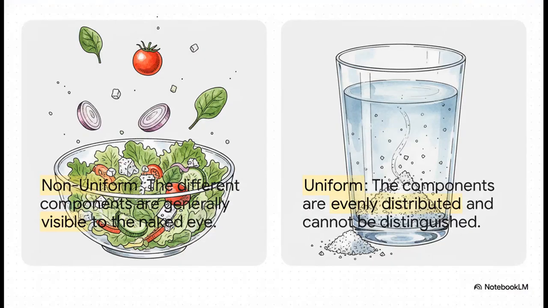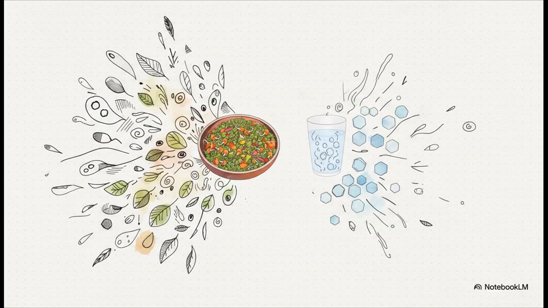So on one hand, we have non-uniform mixtures. That salad is a perfect example. You can easily see all the different bits and pieces. On the other hand, we have uniform mixtures, like salt dissolved in water. The parts are spread out so perfectly, so evenly that you can't see them separately at all. And this is a fantastic visual comparison. On the left, there's that non-uniform salad, but on the right, you have a uniform mixture of sugar and water. It just looks like plain water, but we know the sugar is in there, just invisibly and perfectly mixed in.